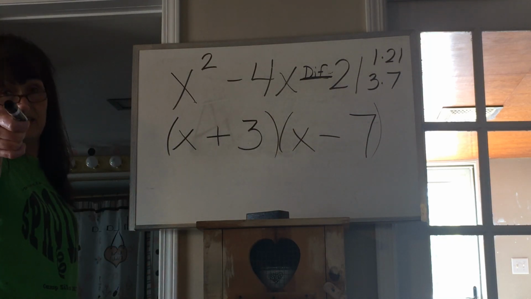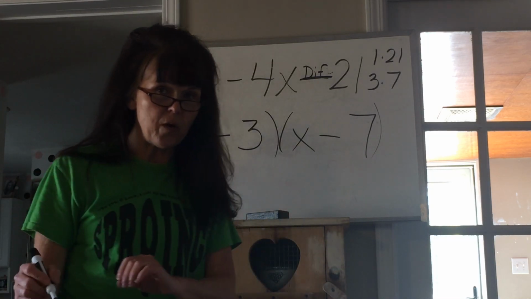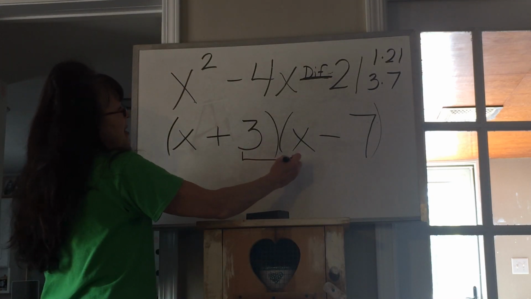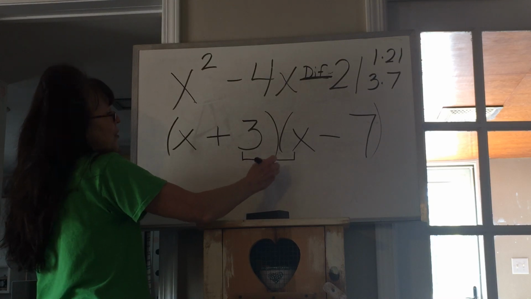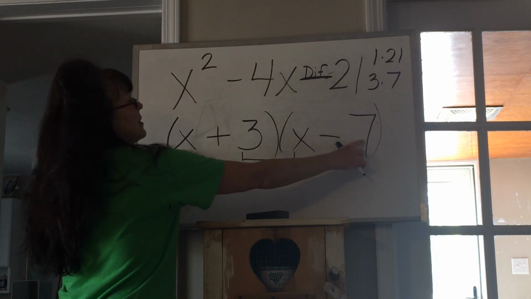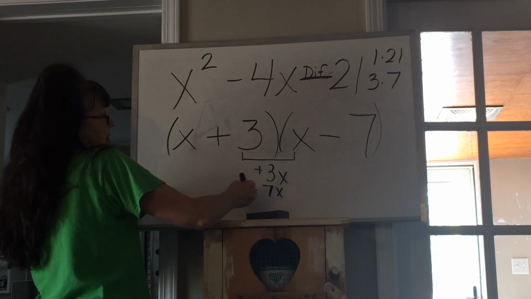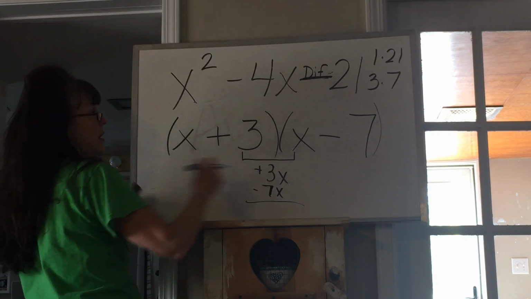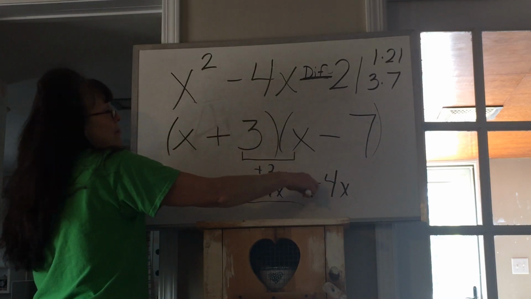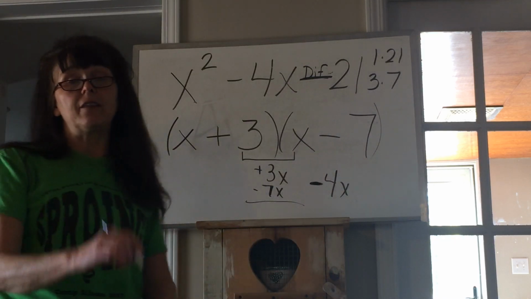And you have to check these. So how do I check it? Half of foil. Which half? Inside, outside. So these 2 are the inside. Positive 3x. These 2 are the outside. Negative 7x. That subtracts to give you negative 4x. Does it match the middle? Yes, it does. So you got it right the first time.